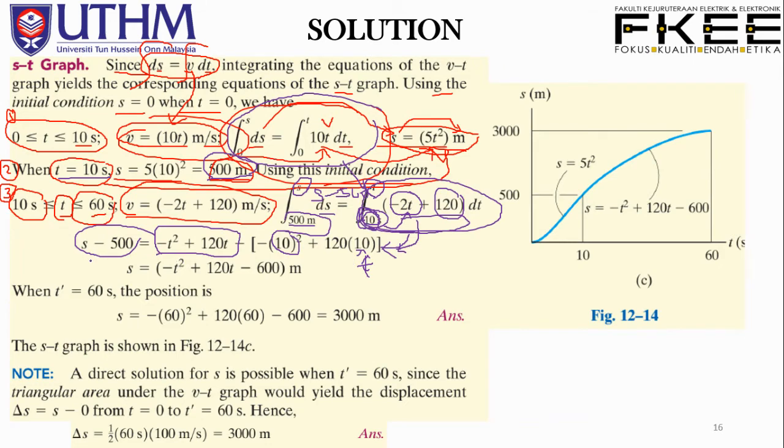So this equation will give you the relationship between s and t, or the equation of s in terms of t. You have seen that the car stops at t prime, the new t, which is equal to 60 seconds. So the position is s at this t, and that will give you 3000 meter or 3 kilometer. So the s-t graph is shown in figure 12.14c. It's shown over here.